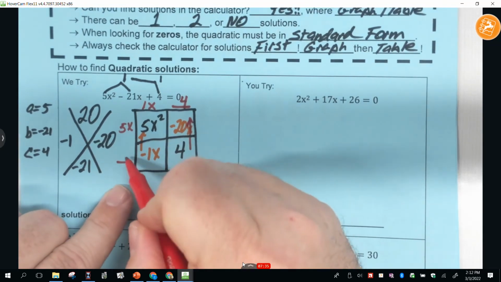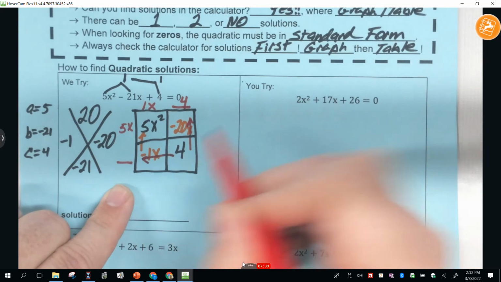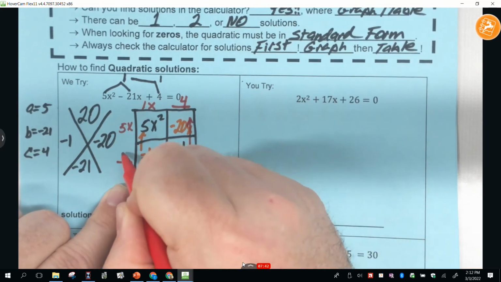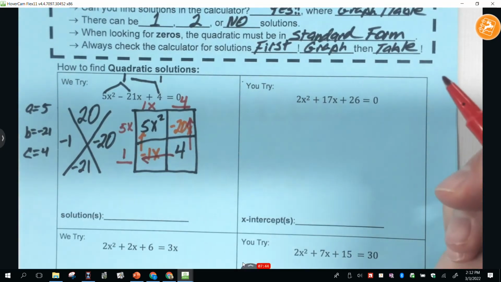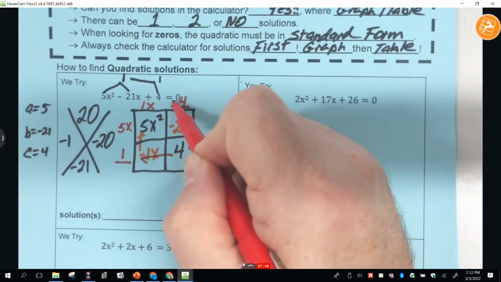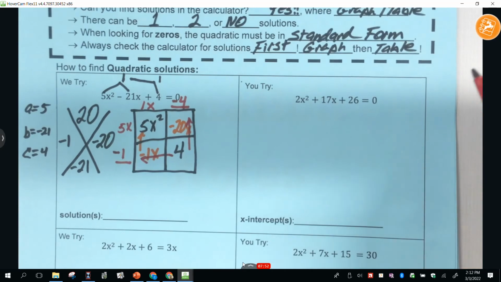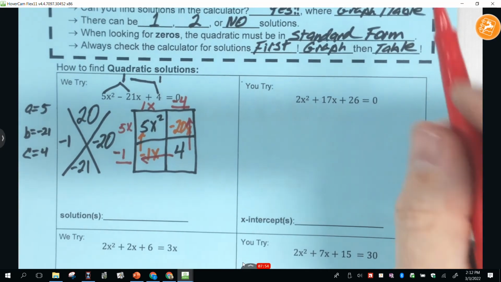And now to get this number right here, I take the GCF of 1 and 4. Well, the GCF of 1 and 4 is just 1, so I'll put it there. Okay? Now notice this is a negative, so I'll make this negative, and this is a negative, so I'll make that negative. Okay? So now we want to go back and check our box.